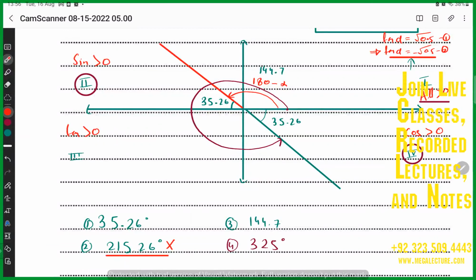The issue was that our interval is only valid between 0 and 180 degrees. Any theta that is outside 0 and 180 degrees would not be considered. So even this cannot be considered. So the final answer is going to be 35.26 and 144.7 degrees. This is going to be the final answer.